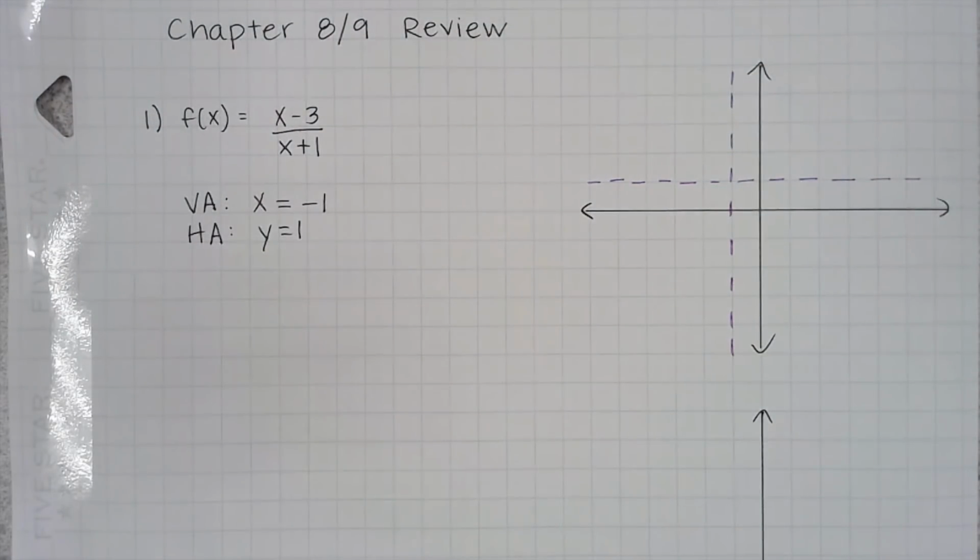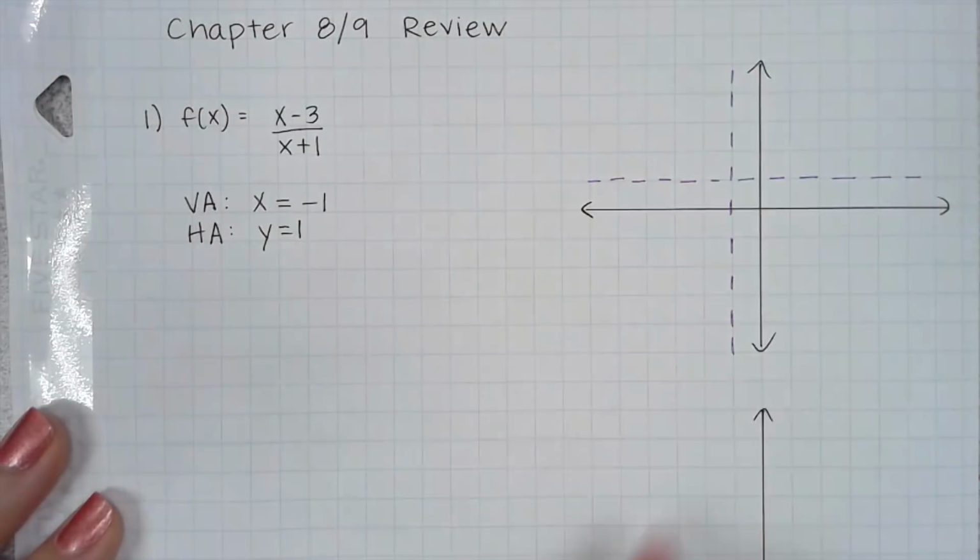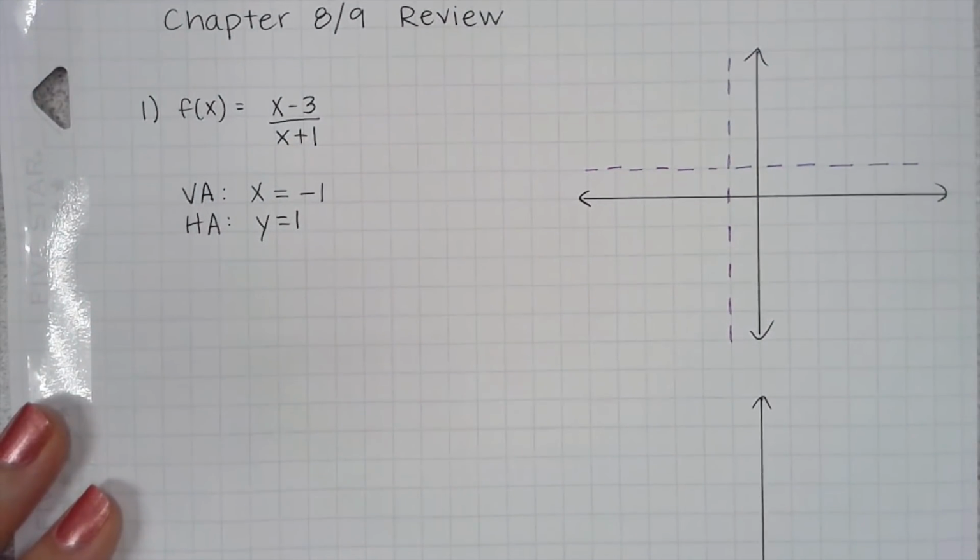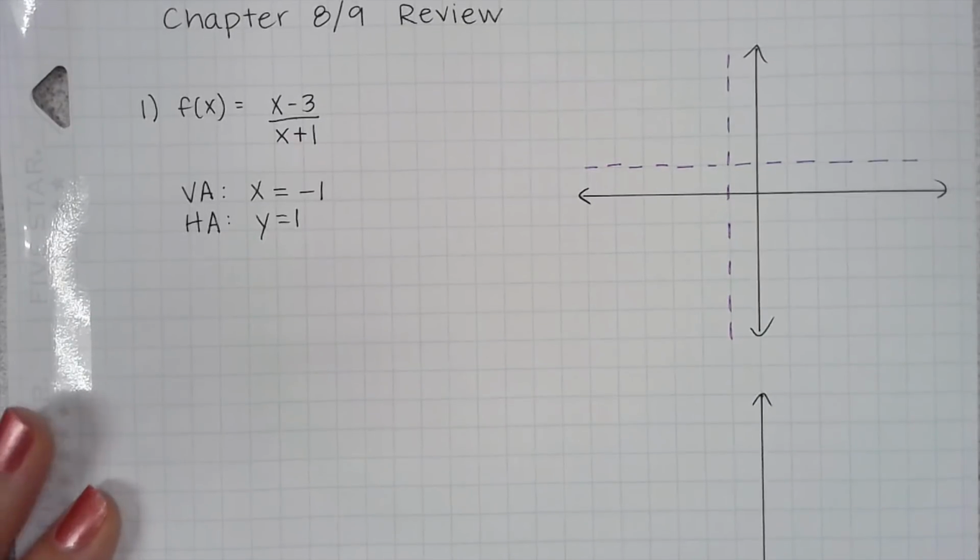A lot of times students find it helpful to start by graphing their asymptotes. After they graph their asymptotes, they'll go through and find their x and y intercepts. And then all you have left to do once you know your x and y intercepts is find two other points on the graph that help you sketch the curve of the graph.